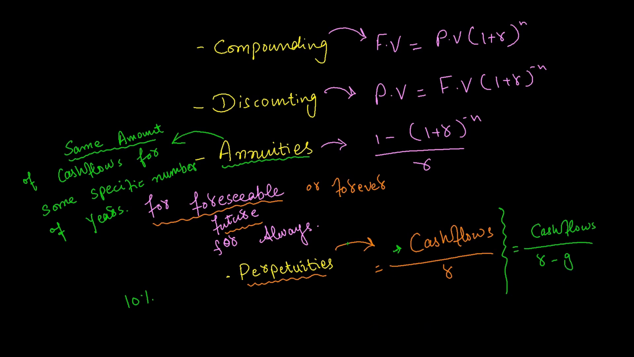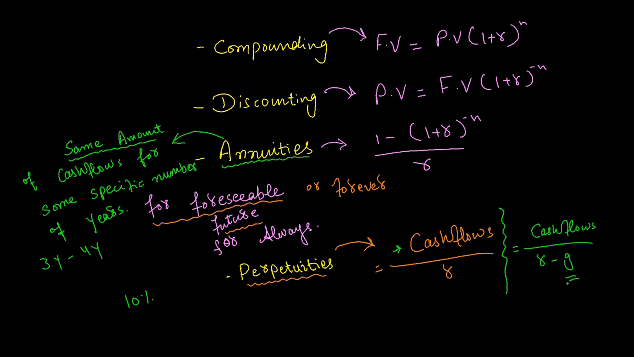We will understand it by solving a few questions, but make sure you are not confused between both of them. In annuities we are expecting to receive even cash flows for some specific number of years. We know here that we are going to receive these cash flows, let's say for 3 years or for 4 years, etc. But in the case of perpetuities we are expecting that we will always receive these cash flows for the foreseeable future or for forever. And here's how we can calculate the perpetuities.